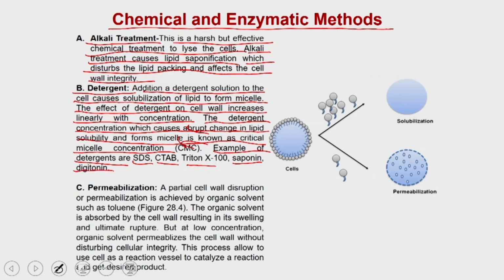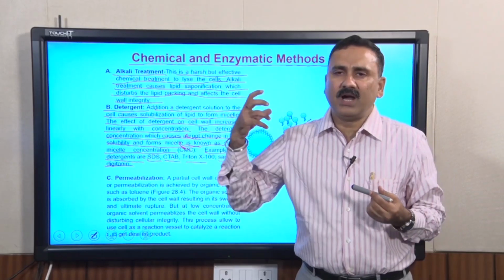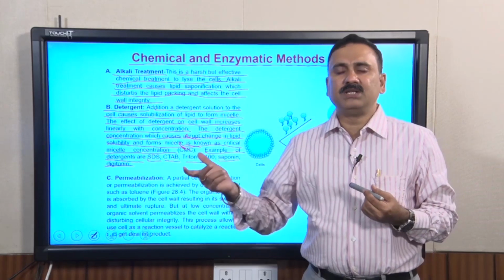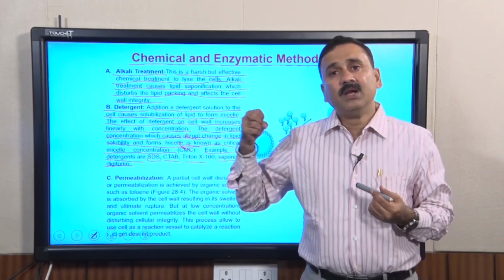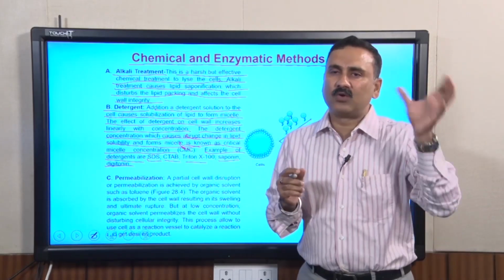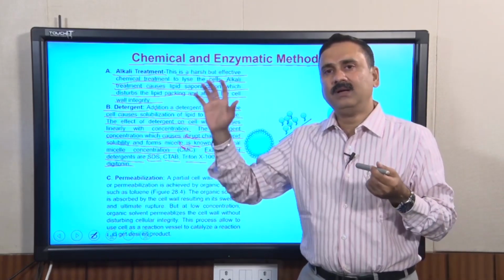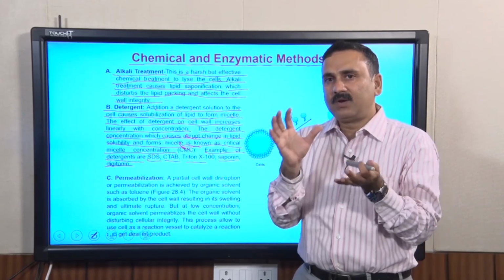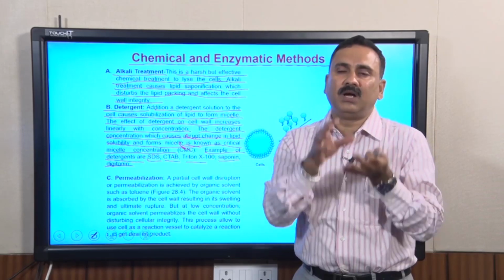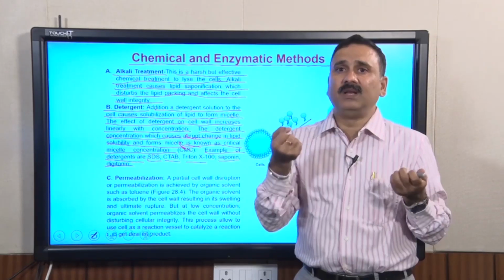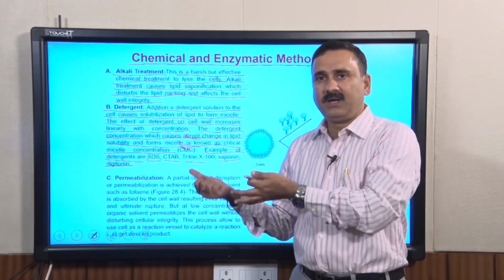So what happens when you do a detergent treatment is that the detergent is nothing but an amphipathic molecule. It could be positively charged, negatively charged, or neutral in nature, but whatever, it has a hydrophobic core and a polar chain. In that case the hydrophobic core goes and binds to the hydrophobic lipids, and as a result it dissolves the lipids into the detergent.